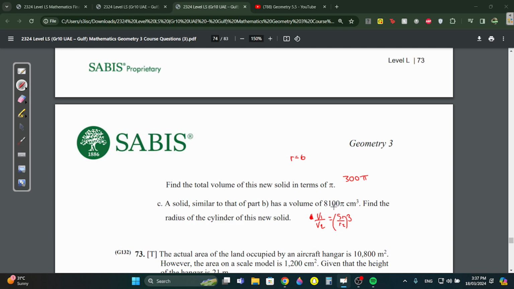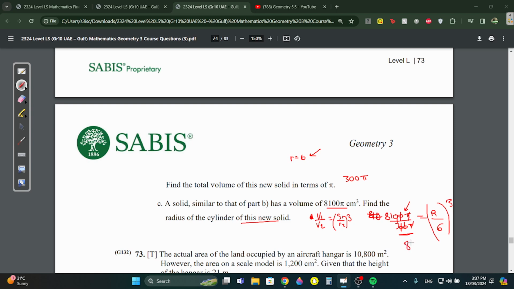Volume 1, let's take the bigger one up: 8100 pi over volume 2, which we said is 300 pi. I'm going to cancel pi with pi, and the zeros with zeros just to make things easier, equals radius 1 over radius 2. Radius 1 is the big radius, the new radius which we're trying to find, so we just call it capital R, over the radius we had for the 300 pi shape, which was 6. And it has to be cubed because we're talking about volume. The ratio of two sides in comparison to volumes has to be cubed.